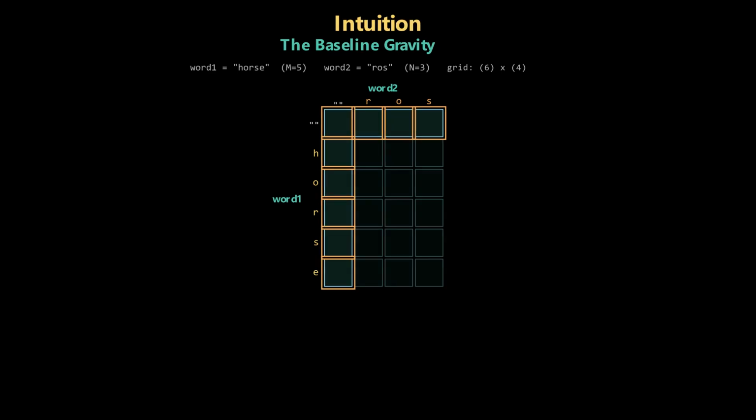Before we handle complex words, we establish our baselines. What does it cost to transform an empty string into a 3-character word like rose? It costs exactly 3 insertions. What does it cost to transform a 5-character word like horse into an empty string? It costs exactly 5 deletions. This fills our outer border with a simple counting sequence, providing the foundational gravity that anchors the rest of our calculations.